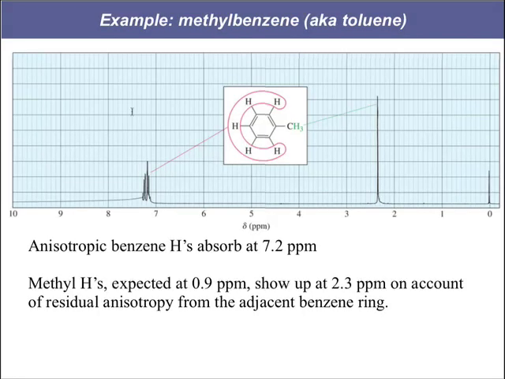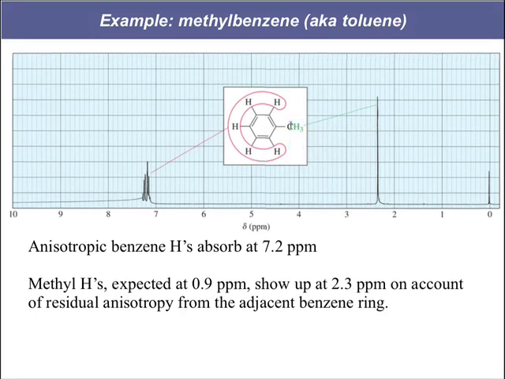This is methylbenzene, also known as toluene. So it's a benzene ring with a methyl group on it. Now, we have two types of hydrogens here. We have the methyl hydrogens, and we have the hydrogens on the benzene ring. So two different types of hydrogens means two different chemical environments, which means we should have two different signals on our spectrum. And indeed we do.